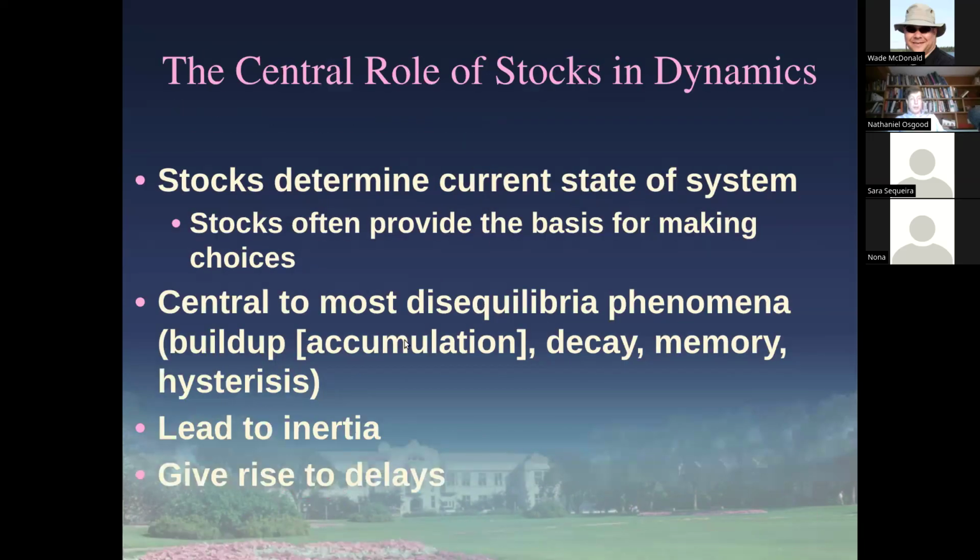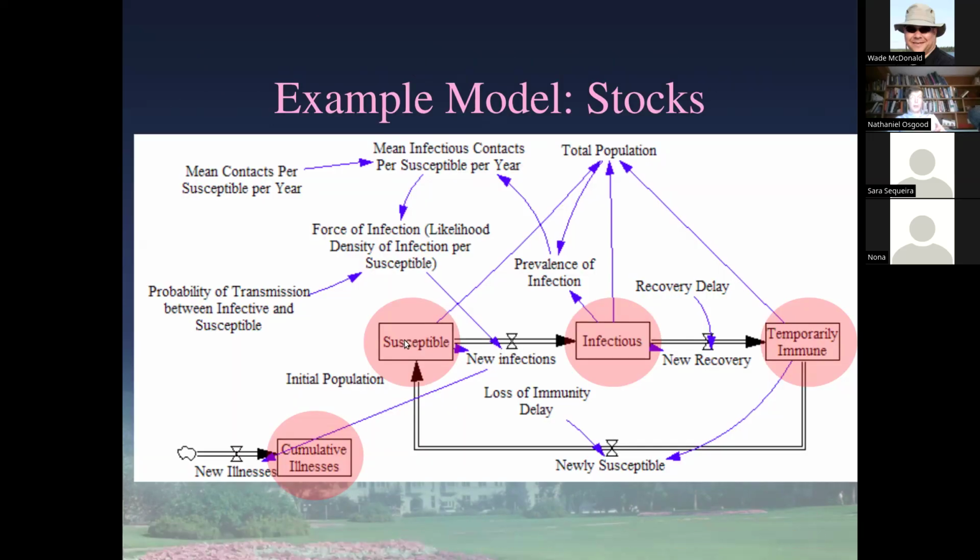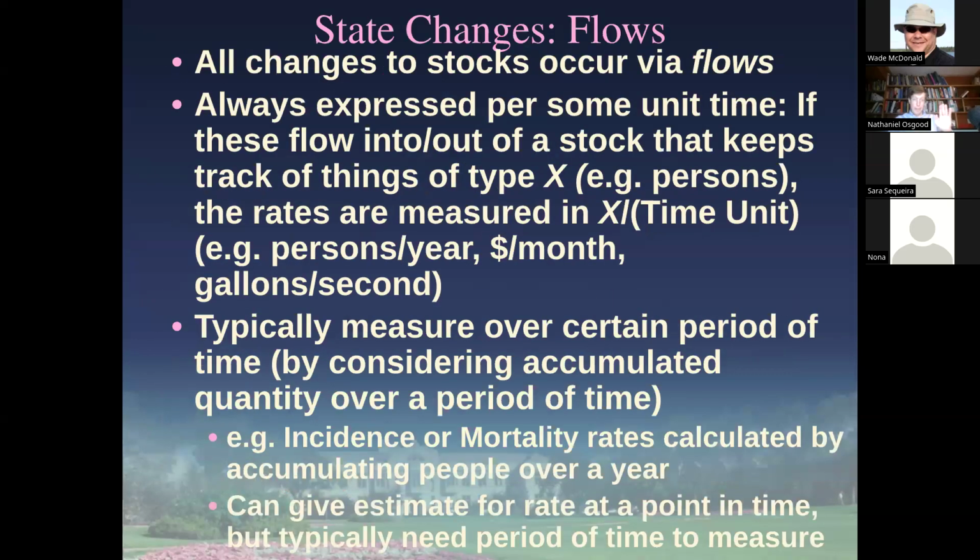I said that in this context, the value of a stock is dictated purely by the value that flows into and out of it. And particularly it's dictated by the net value of those flows. The sum of those flows is really the operative quantity. All changes to stocks here occur via flows.